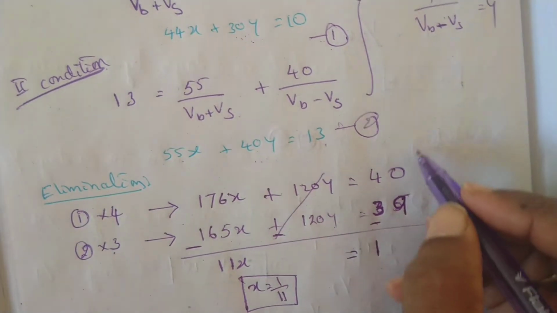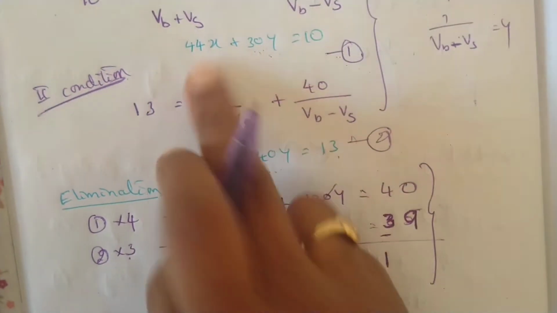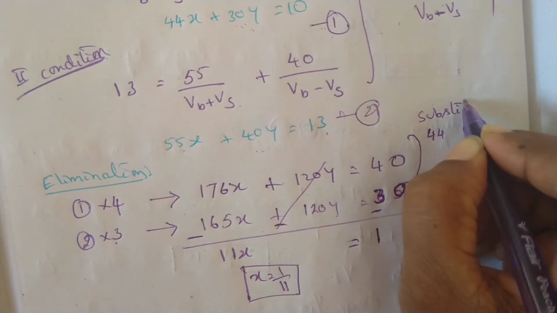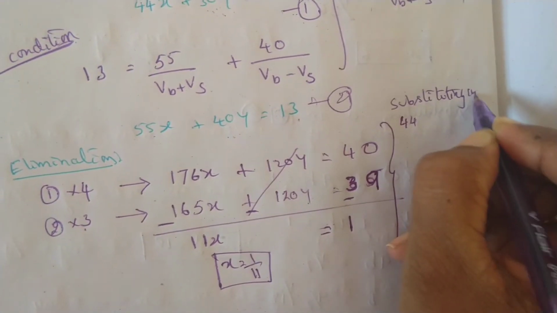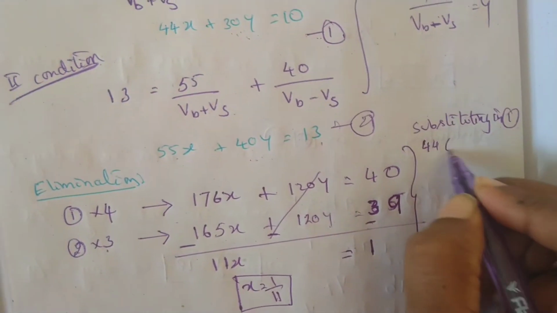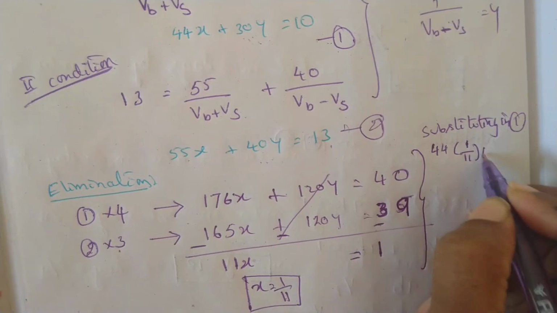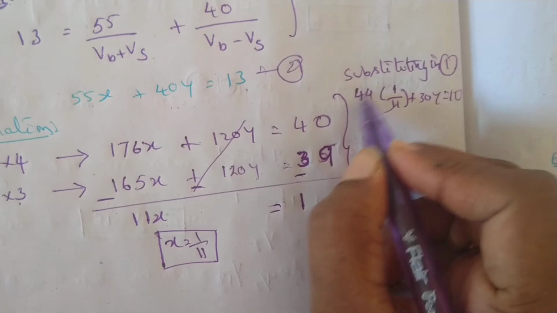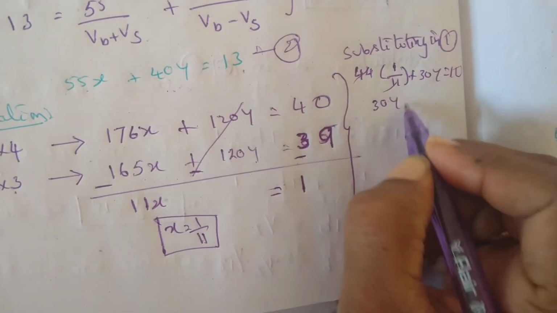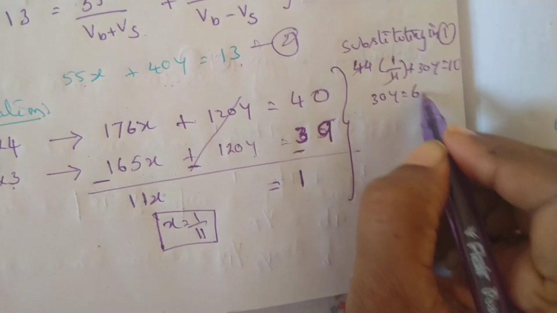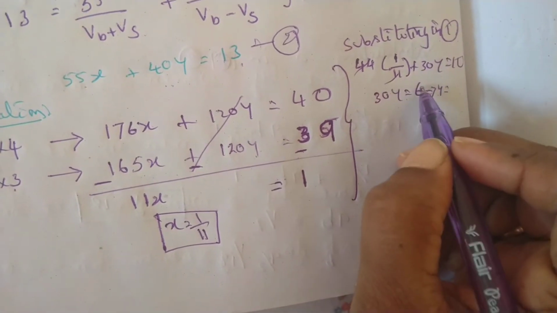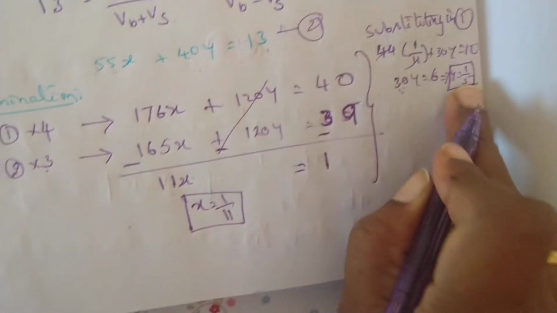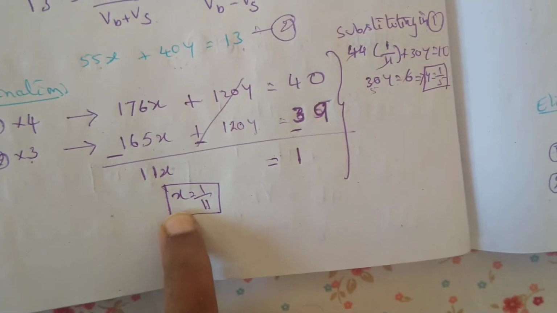Now substituting this value in the first equation, equation 1, you will be getting 44 into 1 by 11 plus 30y is equal to 10. So 44 into 1 by 11, this is 4. So 30y is equal to 10 minus 4 is 6, which implies y is equal to, how many times will it go? 5 times. So y is equal to 1 by 5. So we got y is equal to 1 by 5 and x is equal to 1 by 11.